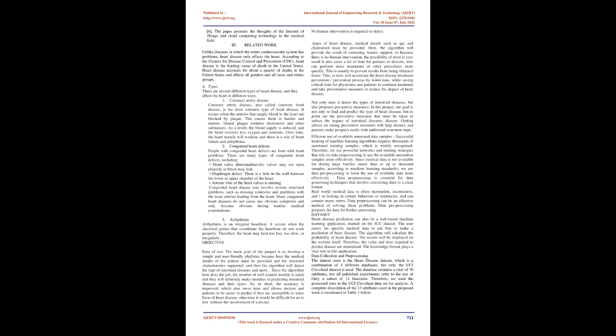2. Congenital heart defects. People with congenital heart defects are born with heart problems. There are many types of congenital heart defects, including heart valve abnormalities. The valves may not open properly or blood may leak. Septal defect, there is a hole in the wall between the lower or upper chambers of the heart. Atresia, one of the heart valves is missing. Congenital heart disease may involve serious structural problems, such as missing ventricles and problems with the main arteries leading from the heart. Many congenital heart diseases do not cause any obvious symptoms and only become obvious during routine medical examinations.